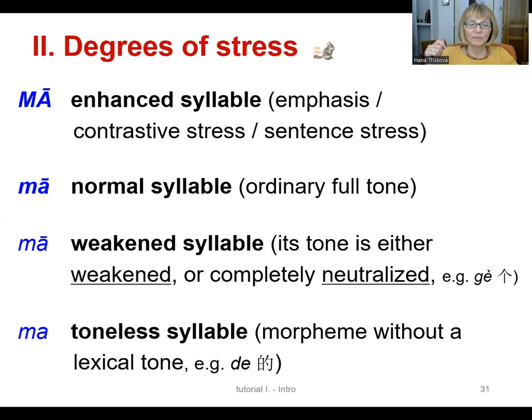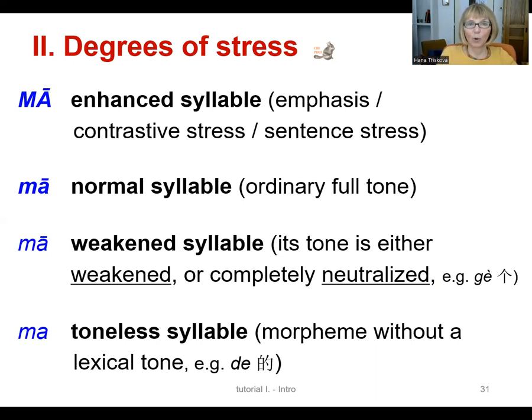A lower level is a normal syllable. It is a normal ordinary syllable with a full tone, not overly prominent. And it is in bold, and it has a tone mark. Then there is a weakened syllable. It's a tonal syllable whose tone is either weakened or completely gone, neutralized. For instance, 个, a classifier in 这个, there's no fourth tone anymore. So such syllables are non-bold and carry a tone mark.